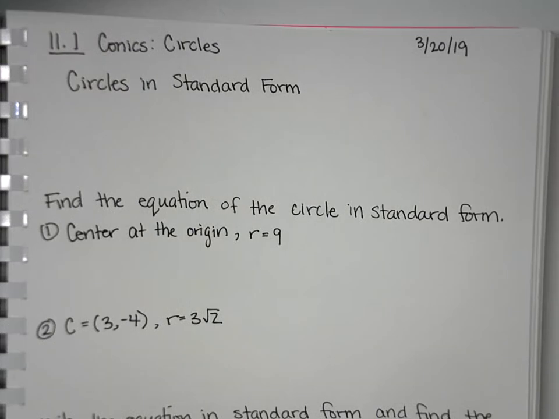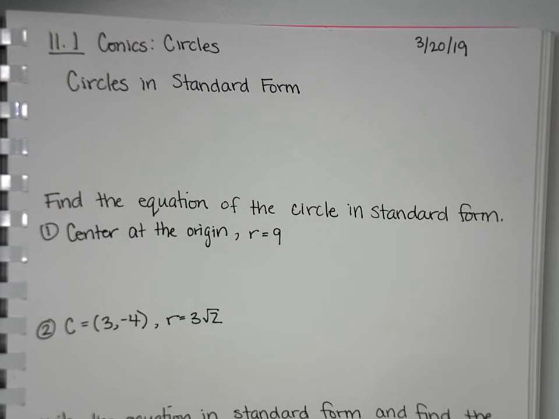Alright, so our next unit is all about conic sections, which you started learning in Math 2 with parabolas. Parabolas are a certain type of conic section. And then you also learned in Math 3 about circles and more parabolas. So what we're going to do today is just review circles. Tomorrow we'll review parabolas, and then we'll go into the other two that you haven't learned yet.